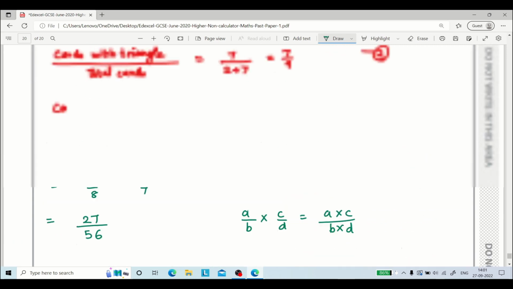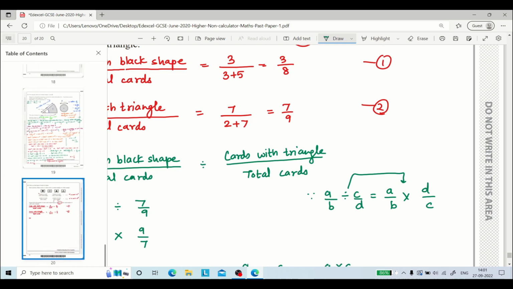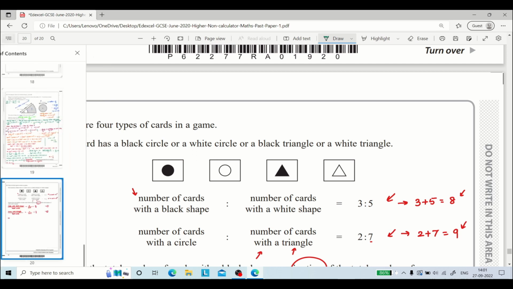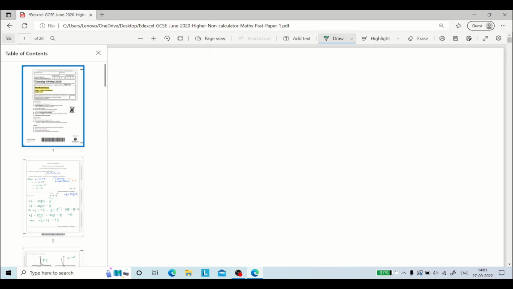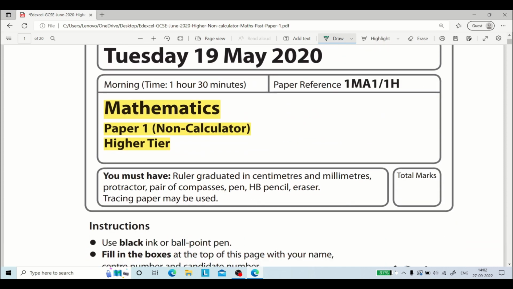I hope you have liked the solutions. We have solved all of the questions, right from question number 1 up till question number 23. And here we have completed Pearson Edexcel Level 1, Level 2, GCSE Mathematics Paper 1, Non-Calculator, Higher Tier. So this is June 2020 Non-Calculator Maths past paper.